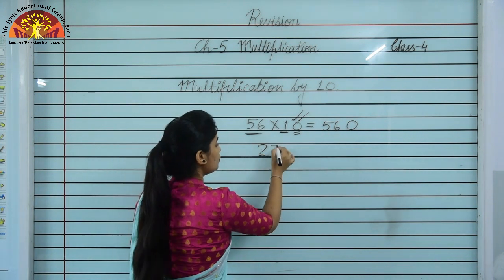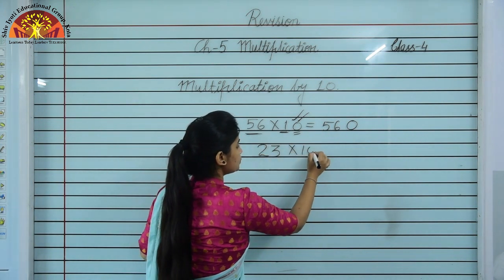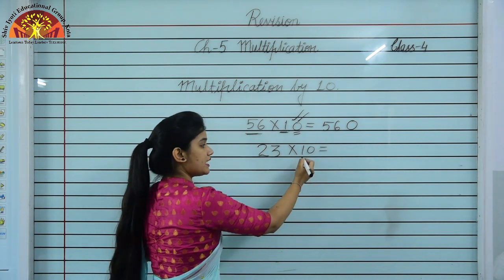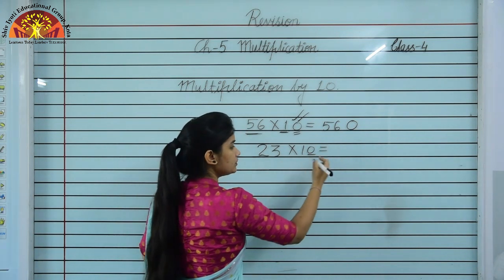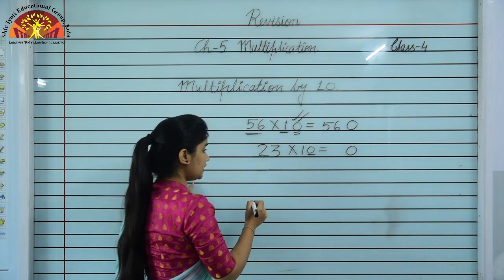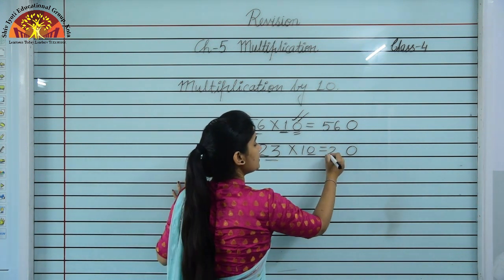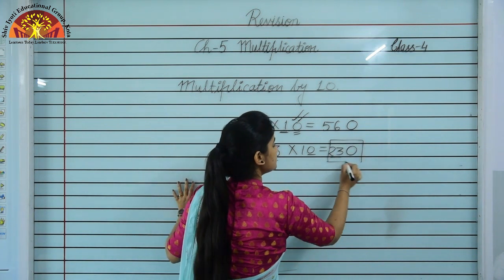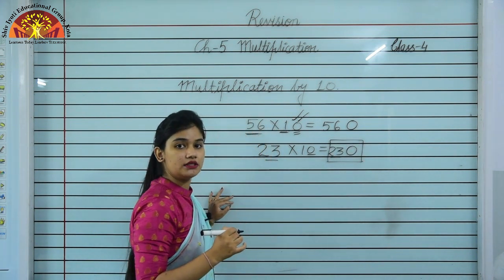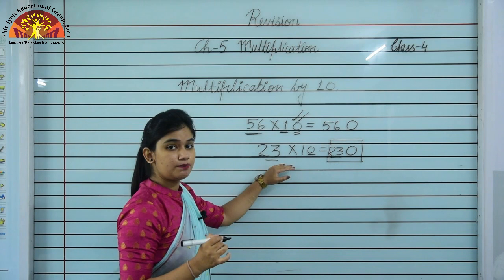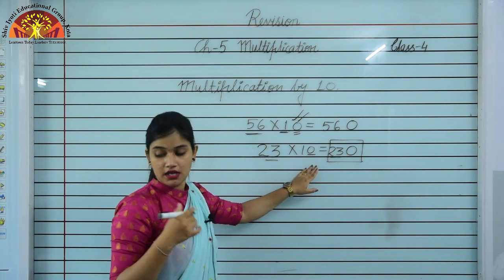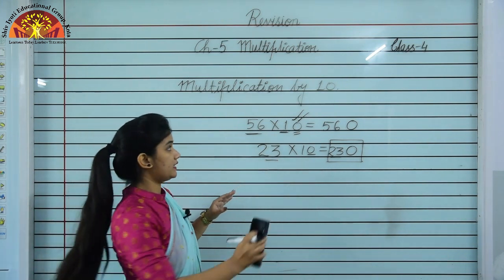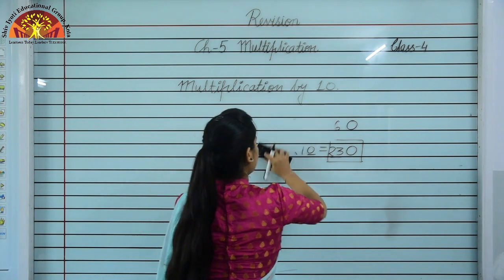Now we take one more question. 23 into 10. Again, as I have told you, you have to observe the 0. There is only one 0, so one 0 will come here and the number will come as it is. That is 23. So the answer is 230. In this way, you can multiply any number by 10. Now just see the next one, that is multiplication by 100.